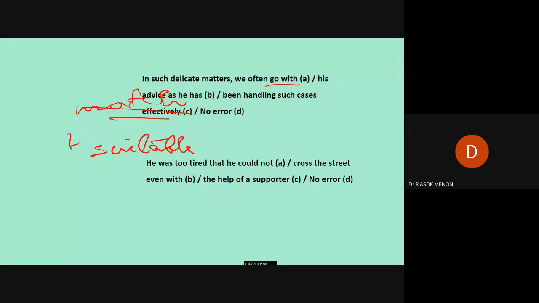To be suitable. That is go with. Here, therefore, go with is wrong. Here it means in such delicate matters, we often go by. It should be changed to go by. The preposition is by. What does go by mean? Follow or obey. And at this moment, let me give you the list of phrasal verbs of go.